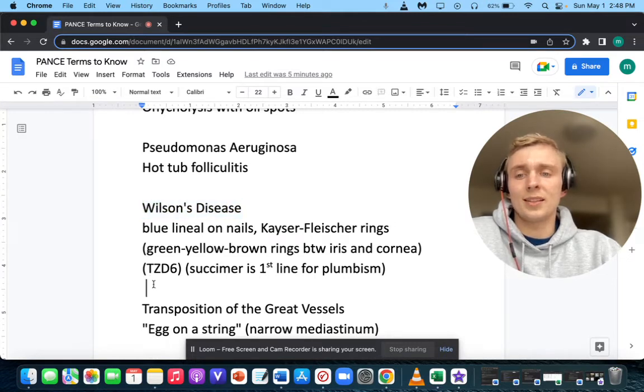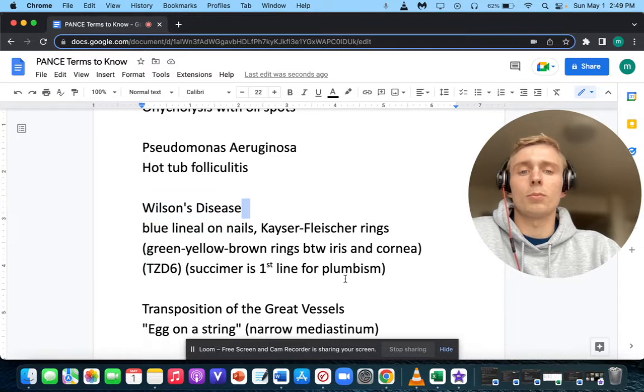How I remember that is TZD6. So trientine, zinc, D-penicillamine, with B6. So TZD6 is for Wilson's disease, and some of them are chelating agents because we want to kind of chelate the copper so we can get rid of it.